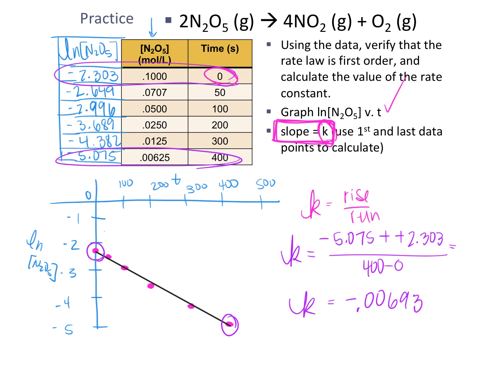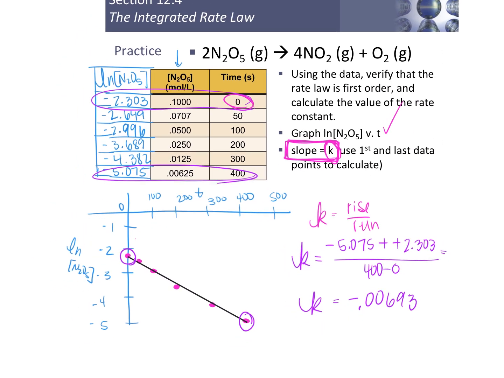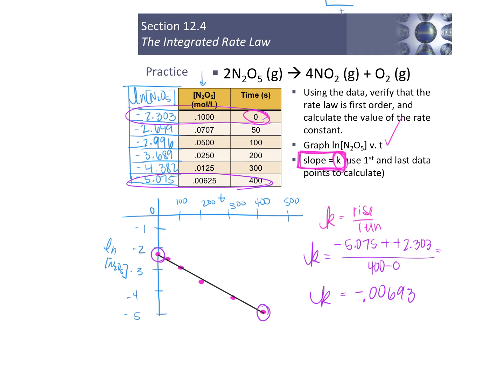Okay, so how do we know the unit here for our K value? We're going to go back to the fact that we know it is first order. And if we had a first order rate law, it would look like this: rate equals K times concentration of N2O5 to the first. And so our units really become molar per second over molar, right? So our unit here is just 1 over seconds, for a first order rate constant.